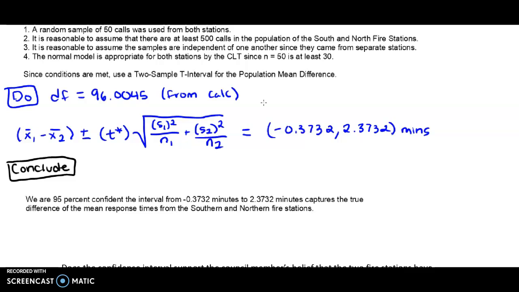So anyways, we're going to wrap up this unit looking at a two-sample t-test for the difference of population means. But this concludes our lesson on a two-sample t-interval for the difference of means.